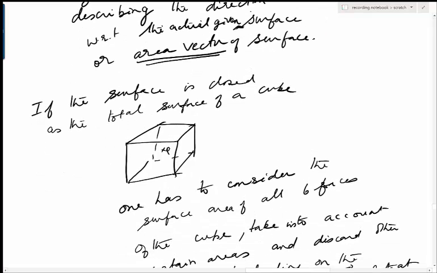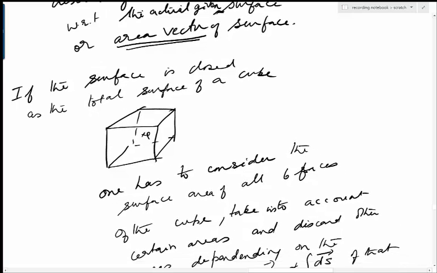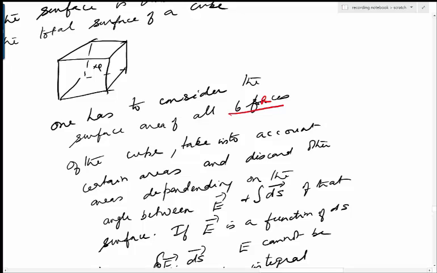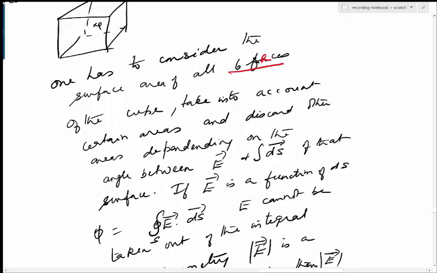If the surface is closed, as the closed surface of a cube and a charge is enclosed inside, one has to consider the surface area of all the six faces that the cube contains. Similarly, if it is going to be a sphere, it should be the surface area 4 pi r squared for the sphere. If it is going to be a cone, it will be pi rl plus pi r squared at the bottom. Like that, they have to brush up their mensuration and take the proper area. Take into account certain areas and discard the other areas depending upon the angle between E and ds for that surface.